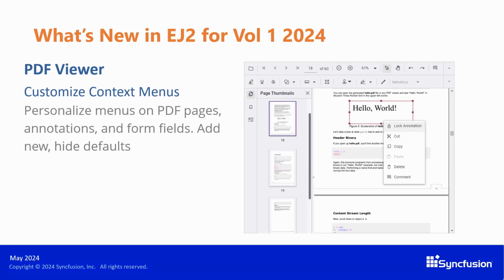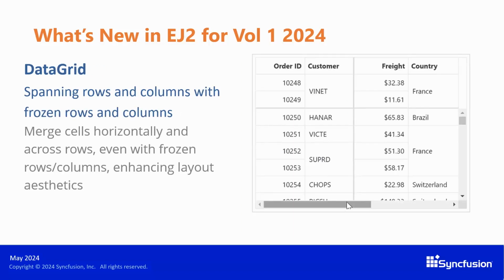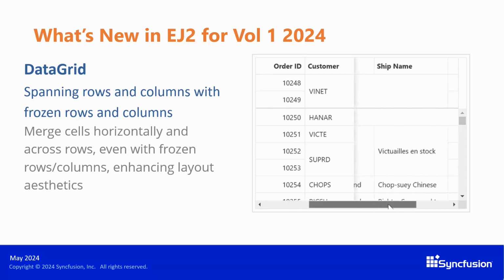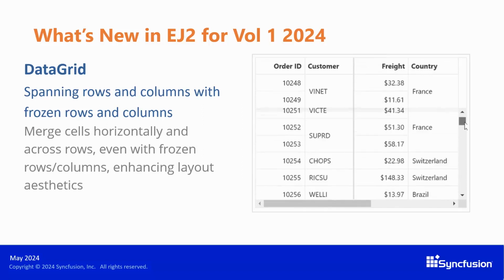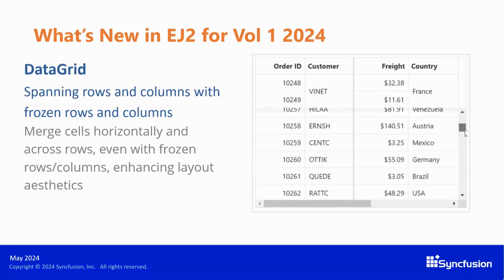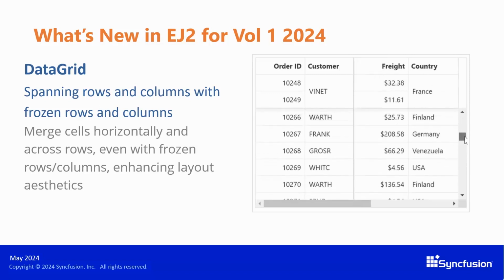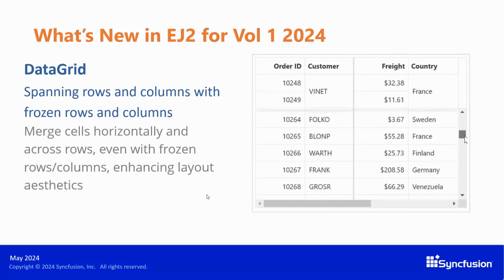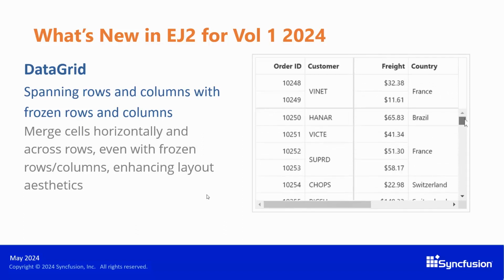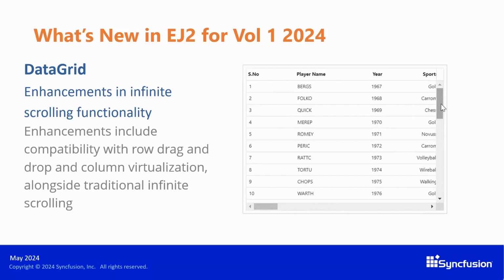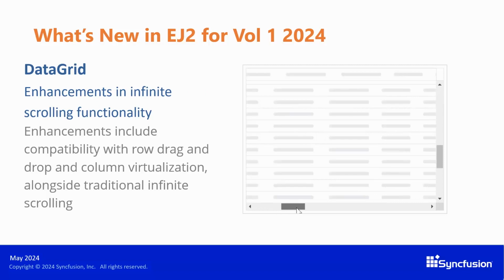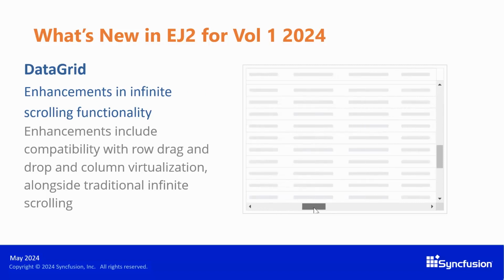Next, we have a few updates in the DataGrid component. The first update is spanning rows and columns with frozen rows and columns. Using this feature, you can easily span rows and columns with frozen rows and columns. This feature enables the creation of a visually appealing and informative layout. A few enhancements have been made to the traditional infinite scrolling feature in the data grid.